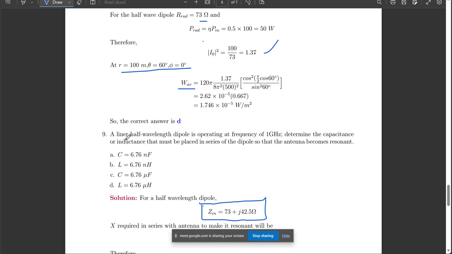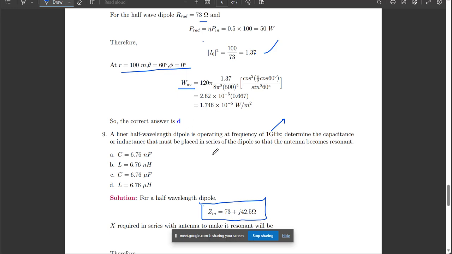A linear half wavelength dipole is operating at a frequency of 1 gigahertz. From here, find out the value of lambda. Determine the capacitance or inductance that must be placed in series with the dipole so that the antenna becomes resonant. Here a linear half wavelength dipole is given, the operating frequency is given, and it is asking to find the capacitance or inductance that must be placed in series with the dipole so that this half wave dipole becomes resonant.